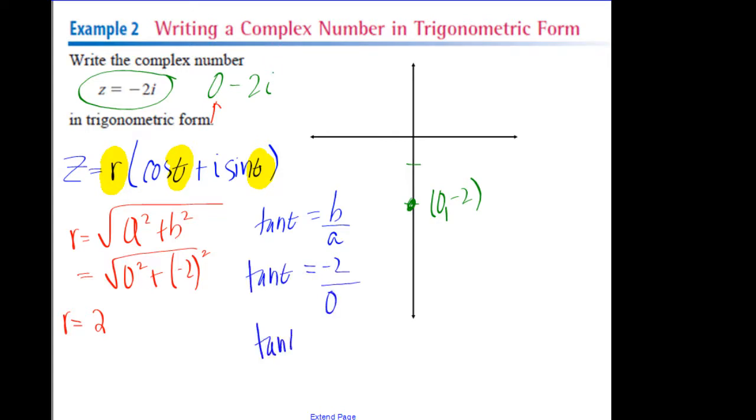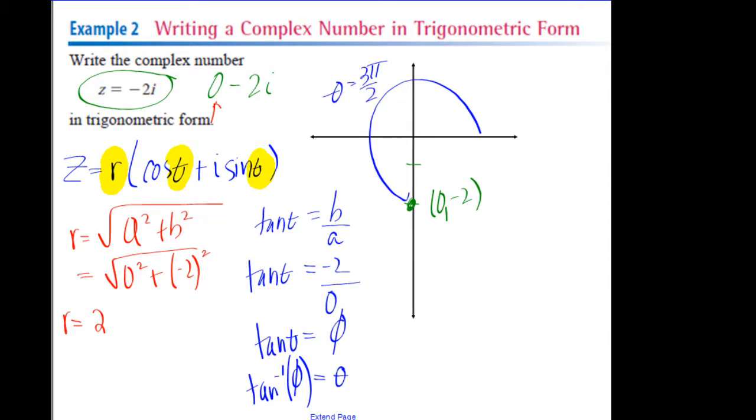So tangent of theta is undefined because it's division by 0. So if we take the inverse of this, for what value of theta is tangent undefined? Well, that happens at either pi over 2 or 3 pi over 2. But because we plotted the point, we can see that theta must be 3 pi over 2. So to actually answer the question, to get this in trig form, we say z is equal to, my r is 2, open parentheses, cosine 3 pi over 2 plus i sine 3 pi over 2.